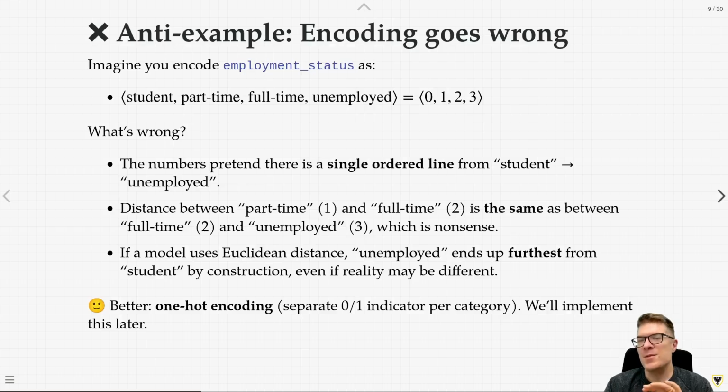That seems fine. I've replaced labels with digits that represent those labels. And as long as I'm careful, this isn't bad. I have wasted a little bit of time, since I haven't really gained anything by doing this. But this can also lead to problems, because if you're sloppy, you can look at these numbers, 0, 1, 2, and 3, and think that there's some kind of ordering going on here. Obviously, there's an order to numbers, and it implies that there's an order from student to part-time to full-time to unemployed.